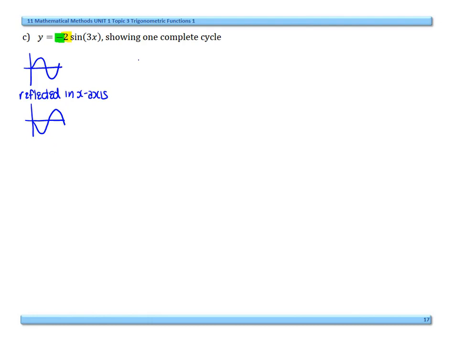Next number is our amplitude. Our amplitude equals 2. No vertical translation, so my min is going to be -2 and my max is going to be 2. Then I look at the period. Period is the number in front of the variable, so that's 2 pi over 3. I now have to divide that period into 4.